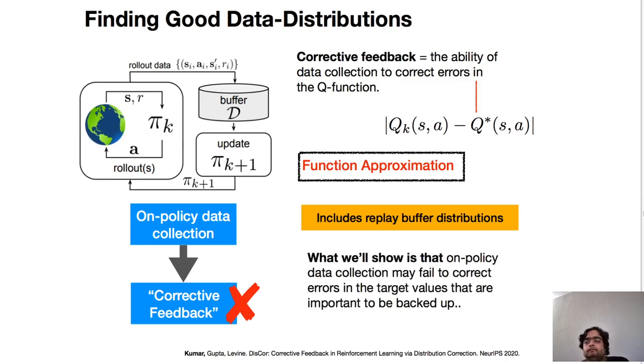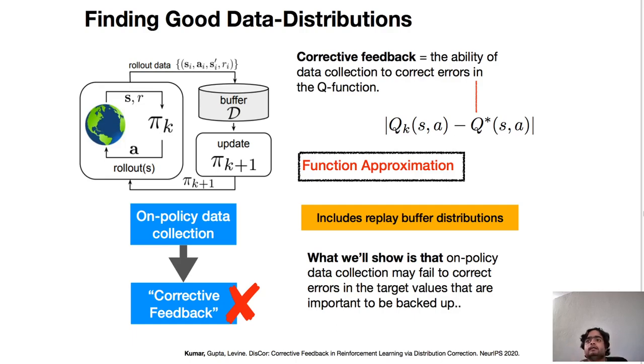The more concrete thing that we'll discuss here is that when you do on-policy data collection, that is, when you run rollouts from some policy in the environment to collect data, you may end up failing to correct errors in target values that are used in the Bellman backup for training the Q function. And unless you correct errors in those target values, you're basically backing up things that are essentially incorrect values. They are garbage values and they're being backed up.